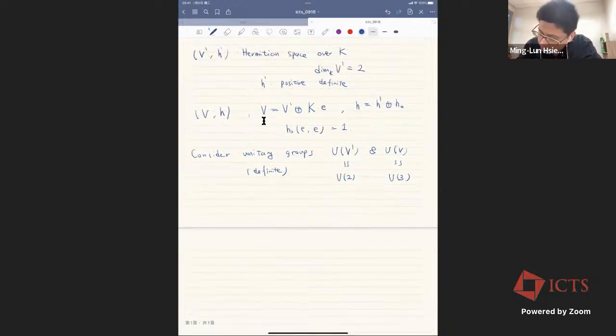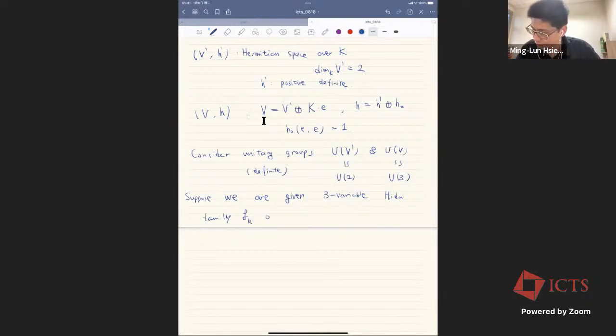Suppose we are given a three-variable Hida family F_k on U_V, where k is (k1, k2, k3) and runs in Z_p^3, and a two-variable Hida family F'_{k'} on U_{V'}, where k' is (k1', k2') in Z_p^2.